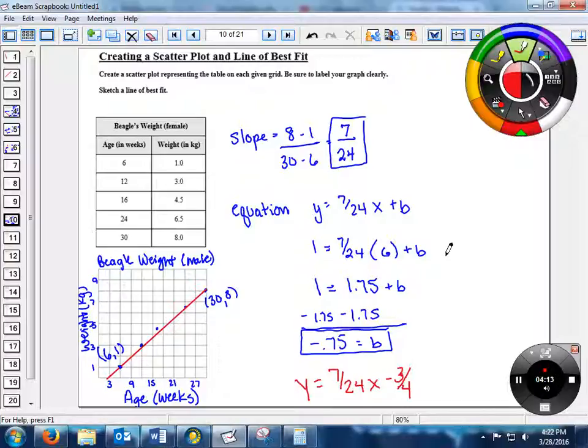Now, that's not the exact one. The exact one is y equals 1/4 x minus 0.5. So that's about 1/4 for the slope, and about 3/4 here. Those are pretty close. 7/24 gives me 0.29. There's not too much of a difference. So long as you're in that general ballpark, then you are okay.